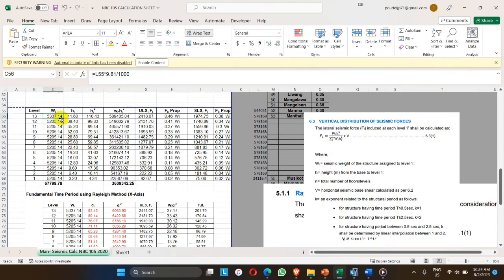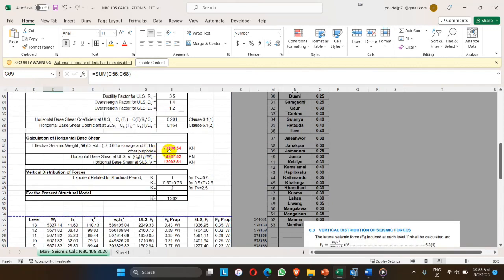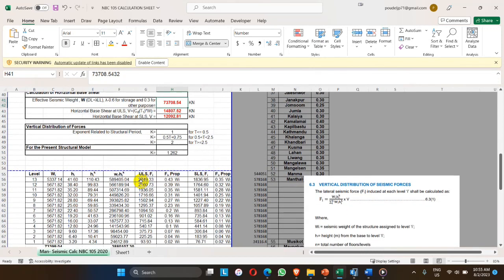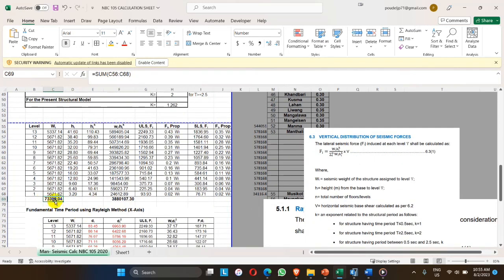Okay, so do all this for all stories. Then we got the seismic base shear here. The sum of story masses is 73399. It means it should be equal to the obtained base value of 73708. It's near about that value.